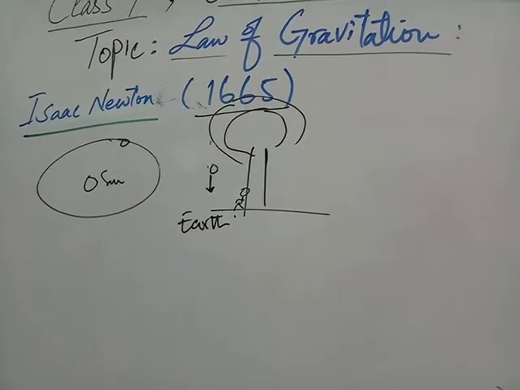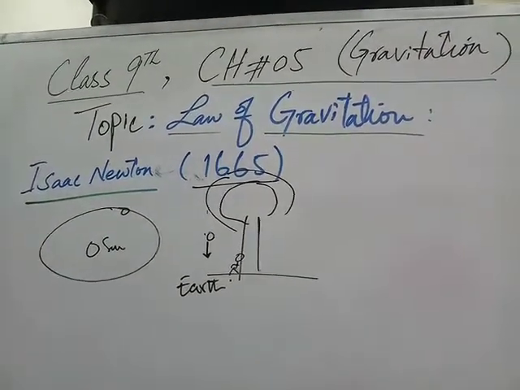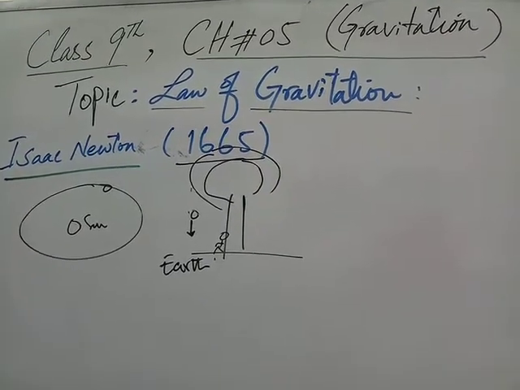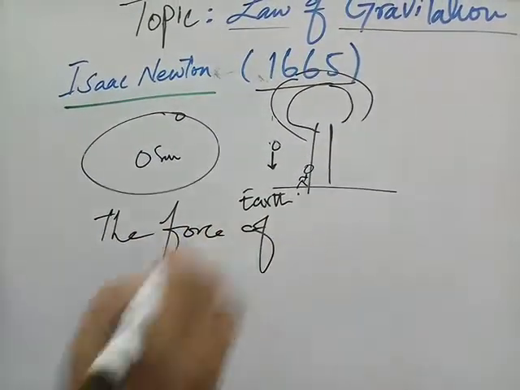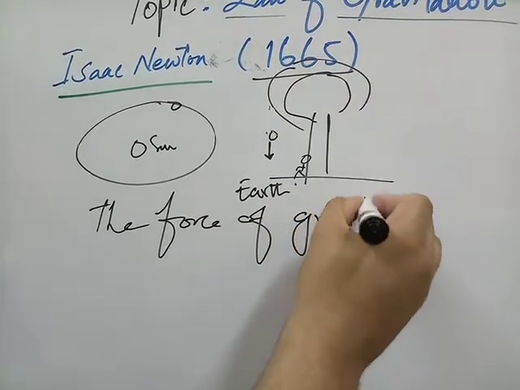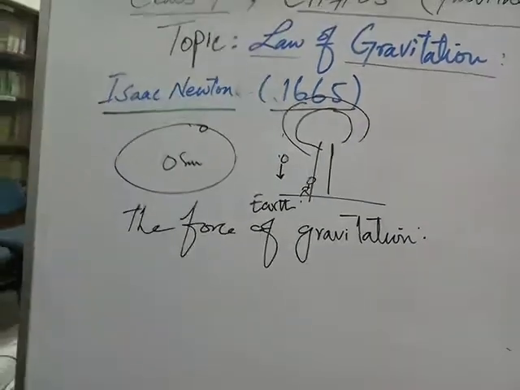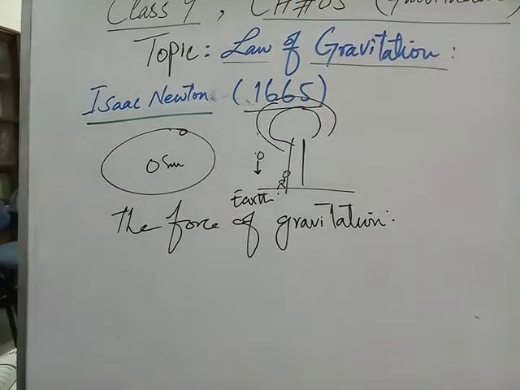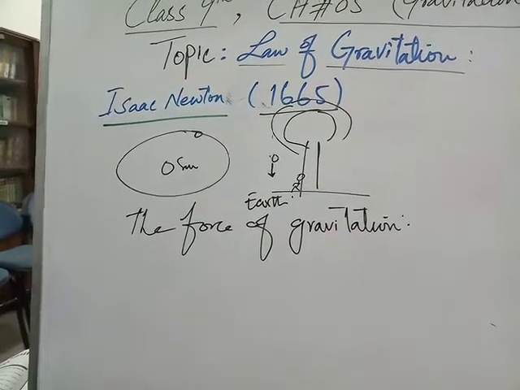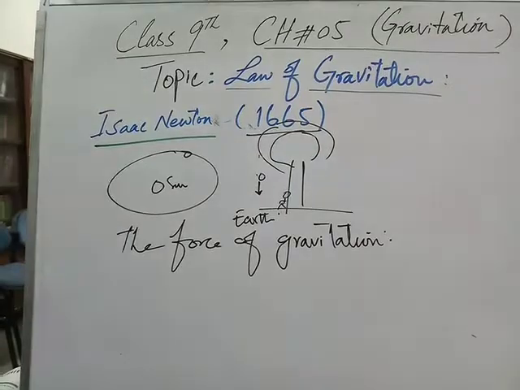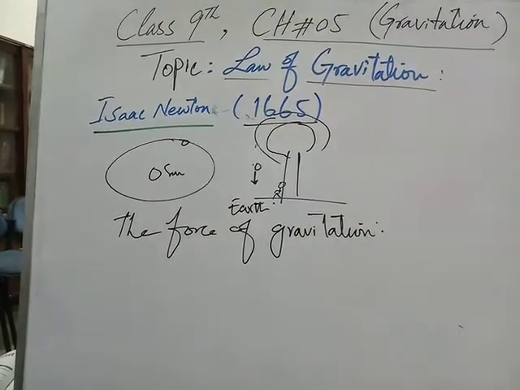He further concluded that there exists a force due to which every body of the universe attracts every other body. He named this force the force of gravitation. This is a well-known law, and in some books they write that this is the fourth law of Newton. The law of gravity is the fourth law after the three laws of motion. So now we are going to start the law of gravity.